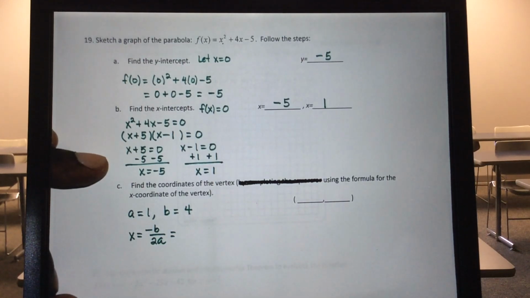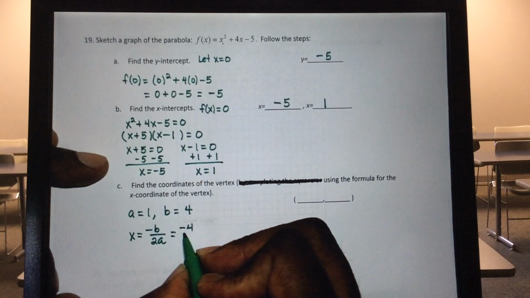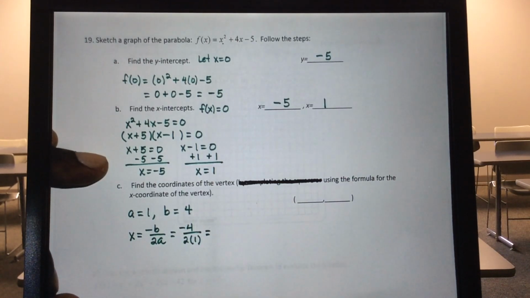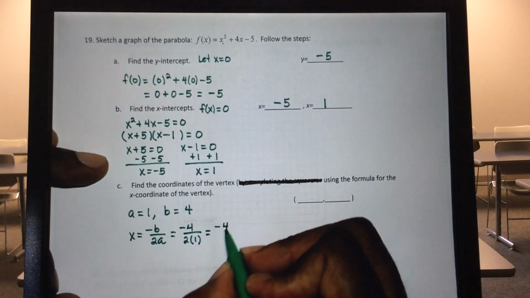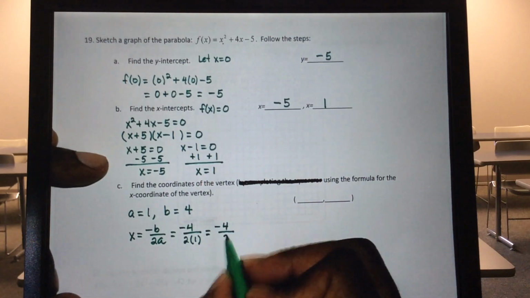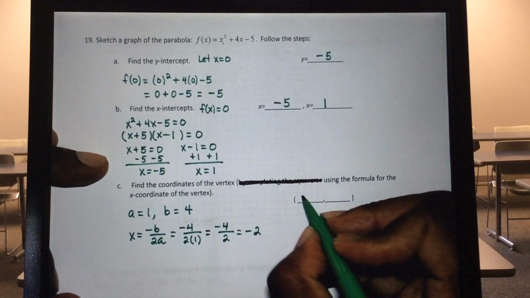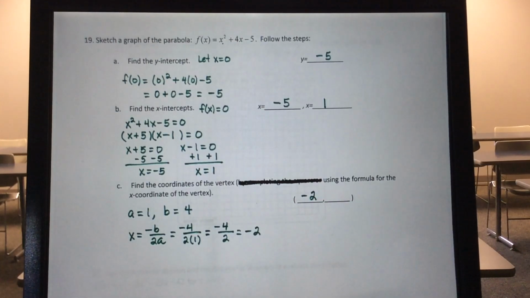So here your b is 4, so I'm going to have a negative 4 divided by 2 times a, which is 1. So here, negative 4 in the numerator. 2 times 1 will be 2. Negative 4 divided by 2 will be negative 2. So the x-coordinate of that vertex will be negative 2.